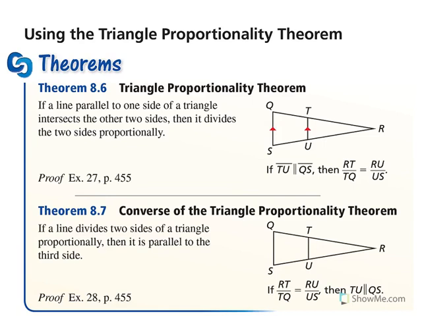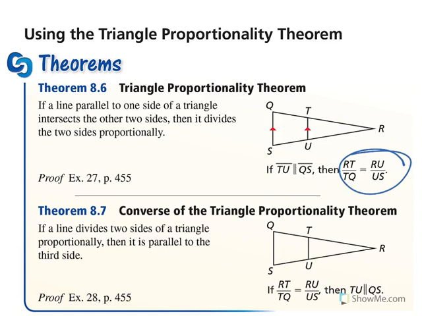If you look at the statement down here at the bottom, it's showing that RT is proportional with the other section, QT, and RU is proportional with the other section, US. Instead of having to do the smaller side versus the long side, we can just do that one proportion.